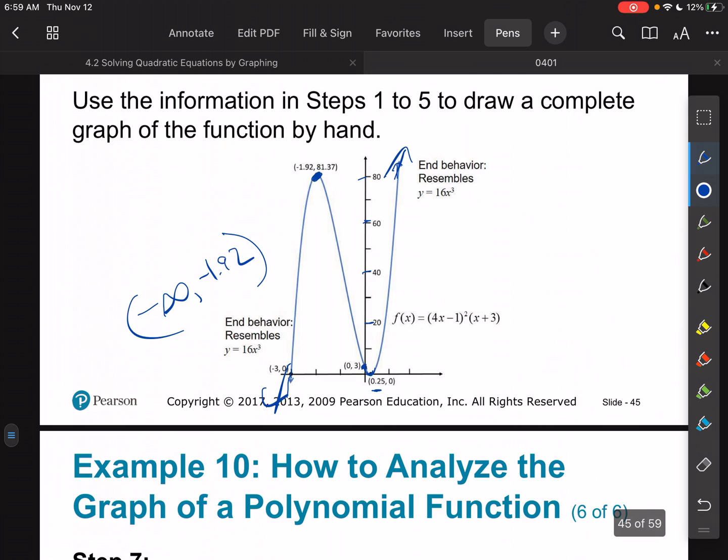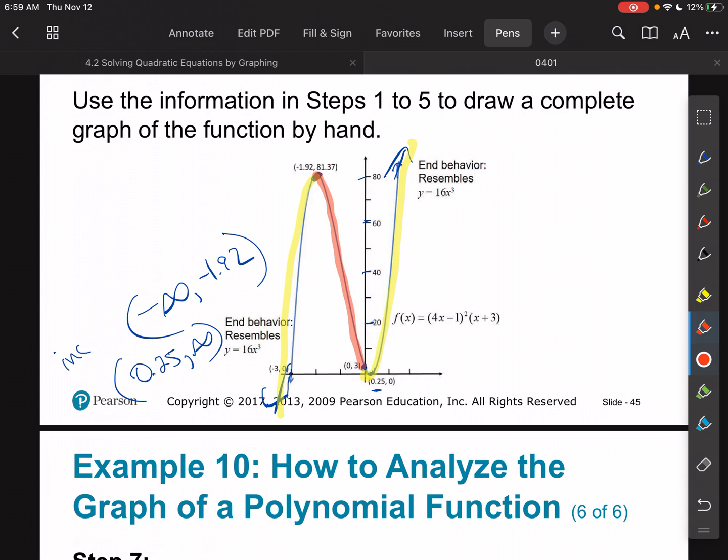So it's increasing here, and then it's also increasing from 0.25 to infinity. Okay, so it's increasing from this turning point to infinity as well. So those are the two places where it's increasing, and then it'll be decreasing between the turning points, all the way down to here. So it's decreasing on the x from negative 1.92 over to 0.25. Decreases on that interval.